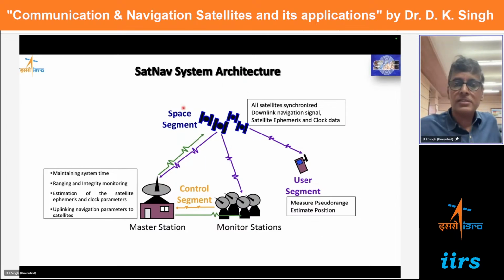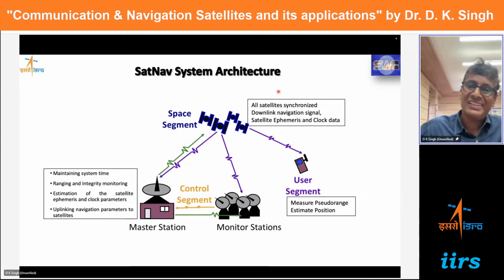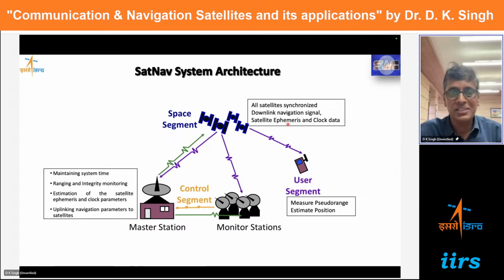Now in the navigation system architecture, there are 4 segments. Like in the communication, there were 3 segments. Here we have 4 segments. So one is the space segment, of course, the set of satellites. Then we have the master station, which controls the whole network, and the monitoring station, which monitors.